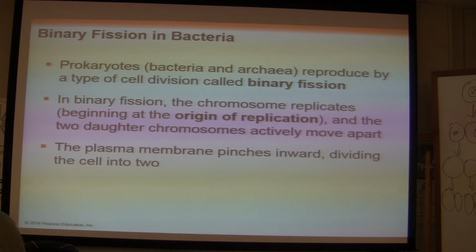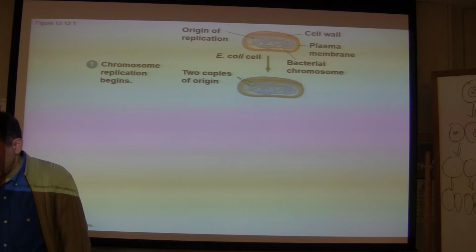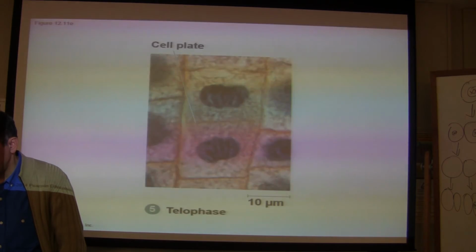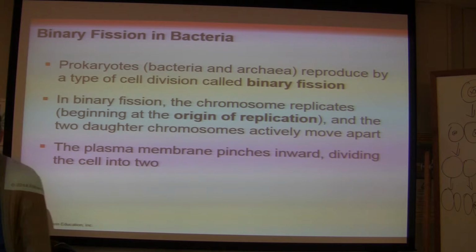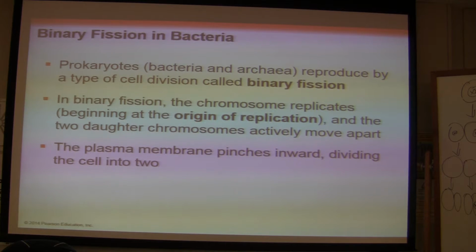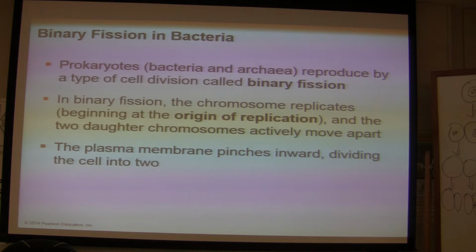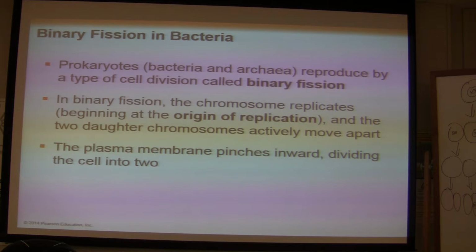In bacteria, quickly, let's talk about bacteria a little bit, and then we'll stop right after. Bacteria divide by binary fission. Bacteria do not have mitosis. Prokaryotes, bacteria and archaea, reproduce by a type of cell division called binary fission. And I'll show you a picture. Hopefully, it makes a little more sense.